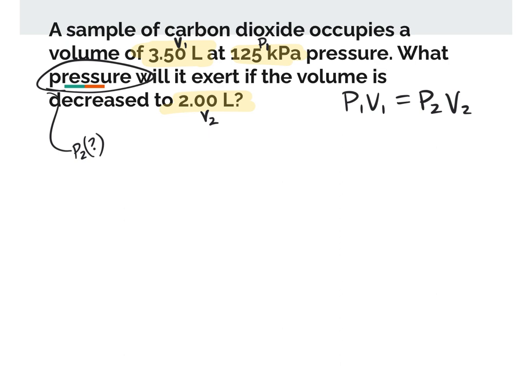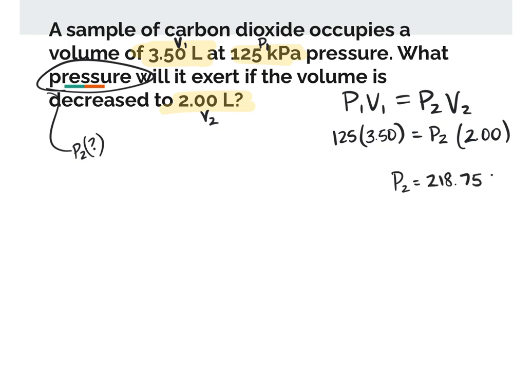I also see that it's liters on both sides, so I don't need to worry about getting my volumes to the same thing. They're good to go. So 125 kilopascals times 3.50 equals P2, which is our unknown variable, times 2.00 liters. And again, you're just going to solve algebraically and figure out what that P2 is equal to, which in this case is 218.75 kilopascals. In correct significant figures, that's going to be 219 kilopascals.